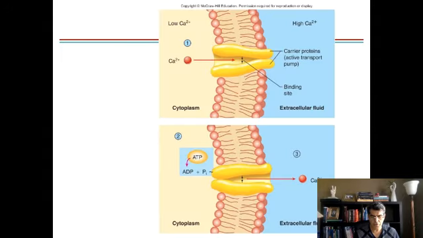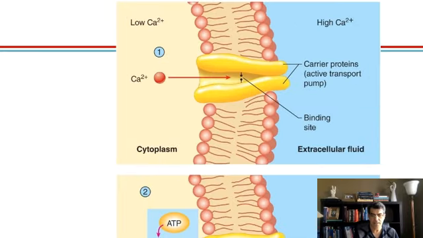So there are three different types of active transport. The first one is called primary active transport. What is primary active transport? Let's take a look at this example. Here is inside the cell, here's outside the cell. You know, the majority of calcium is outside the cell. Inside the cell, we have low calcium. Calcium likes to get in from higher concentration to lower concentration.